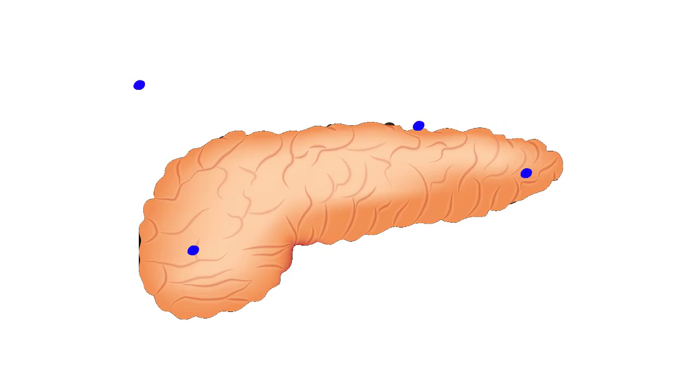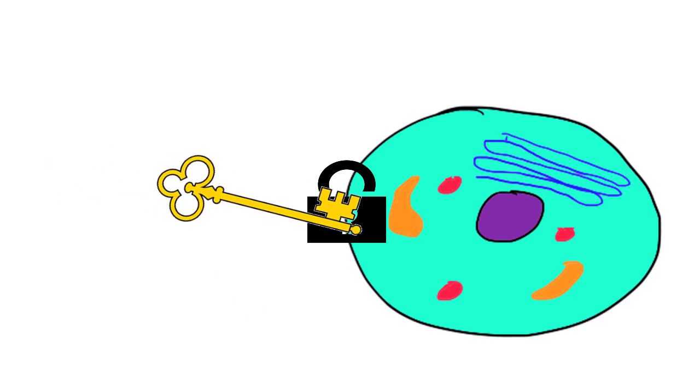The pancreas releases a hormone called insulin. Insulin is a key that unlocks the cells and allows the sugar to be absorbed from the bloodstream into the body cells. In diabetics, there's a problem somewhere along the system, depending on the type of diabetes.